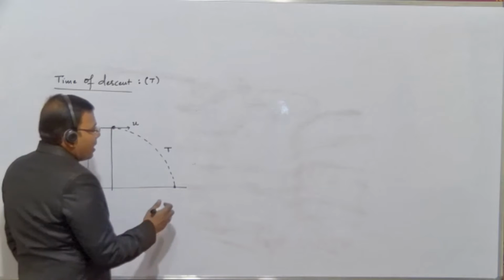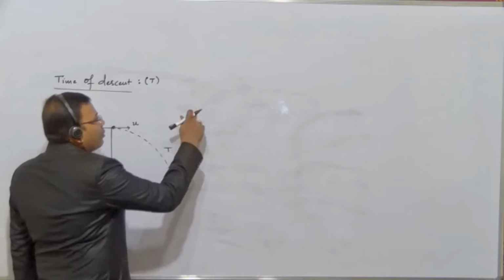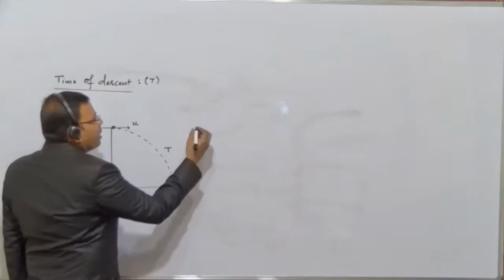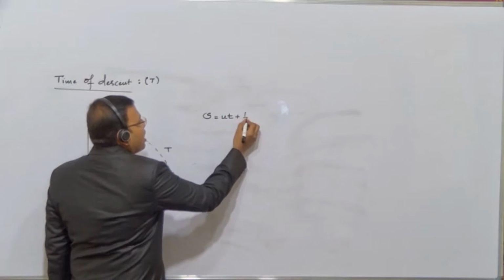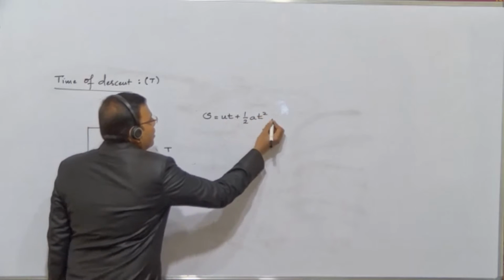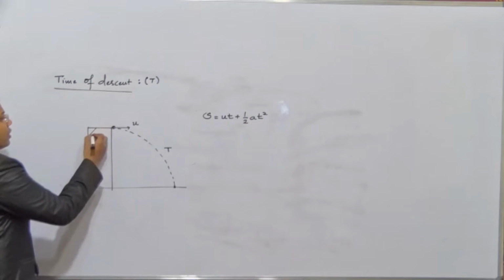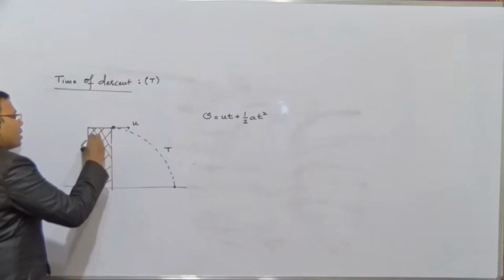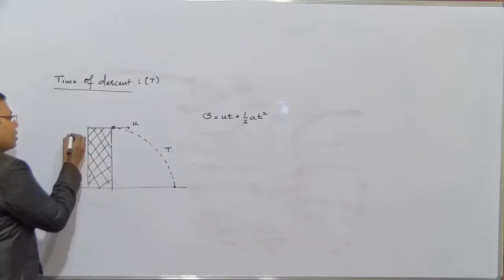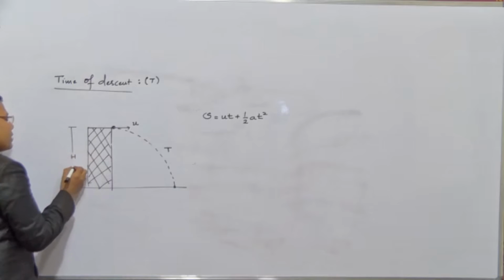Now students, I want to calculate this t. अब मेरे को ये t calculate करना है बेटा. तो how to calculate? What I do, I use this equation again: s is equals to ut plus half at square. Now pay attention, this height of the tower, whatever the tower is there, what we are doing here is we are considering the height of the tower is h.